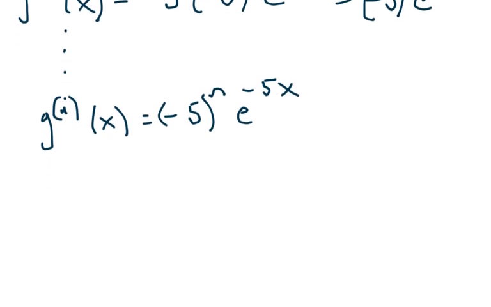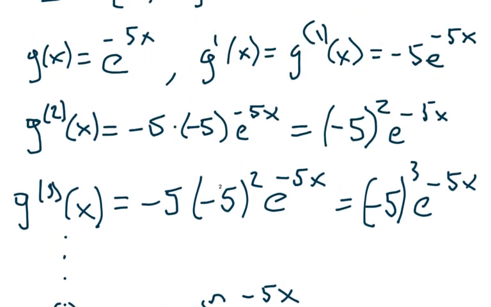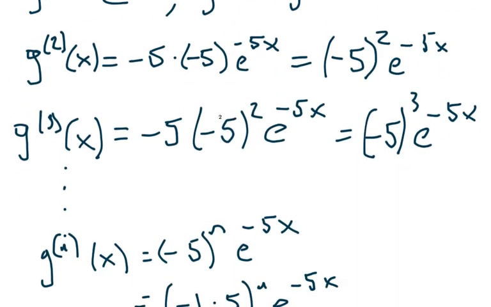Okay, so I'm going to simplify this a little bit. We can write this as minus 1 times 5 to the n e to the minus 5x. And this is always a good idea: you always want to separate your minus 1. So by the properties of exponents, we can write this as minus 1 to the n, 5 to the n, e to the minus 5x. Okay, so now we have gn. What we really want to do is find M. So to find M, we need the maximum on our interval of gn plus 1. So let's go to our next page.